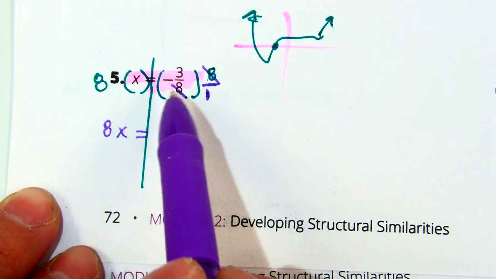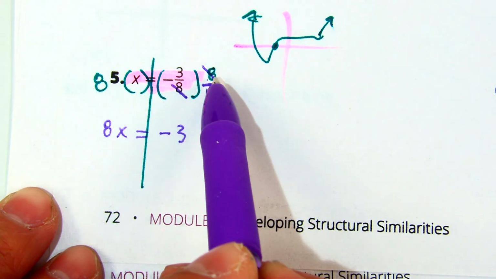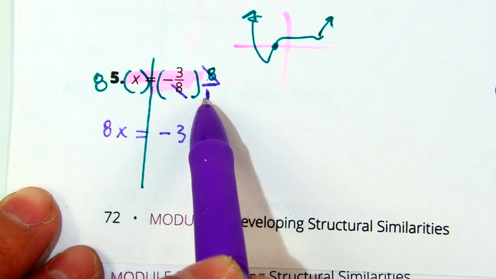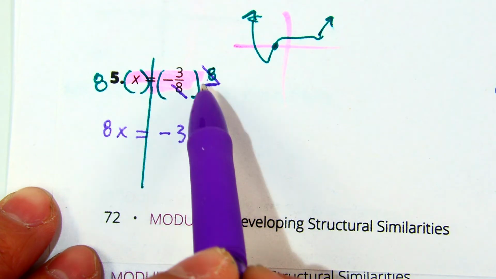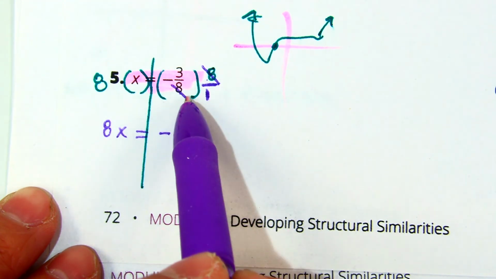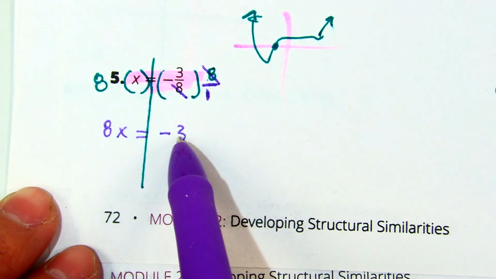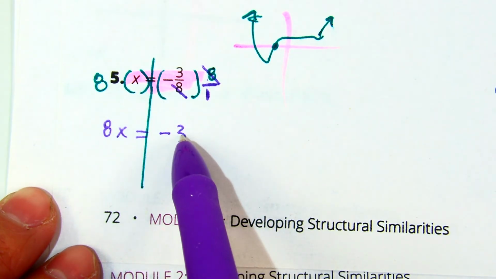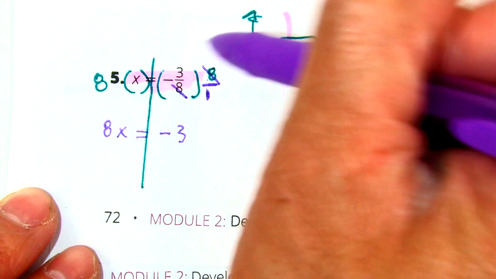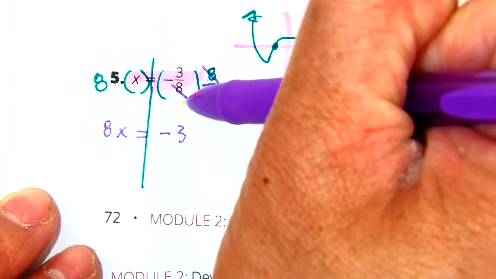Tony, what is 3 times 8? 8 times 1? 24 divided by 8. 3. Or, another way of saying that is these 8's cancel, and you're left with just the 3.